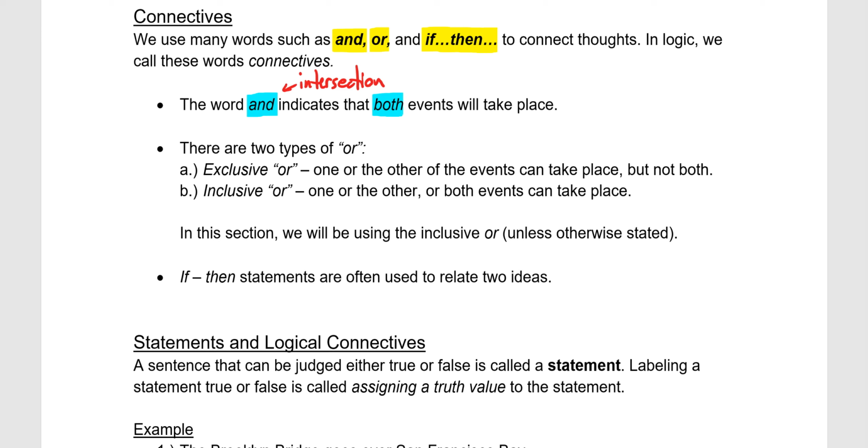And next, for the word or, there's actually two types of ors. There's the exclusive or and the inclusive or. The exclusive or is going to be one or the other of the events can take place, but both cannot take place. The inclusive or is going to be one or the other or both events can take place. So we're going to be using the inclusive or for this section. And if you remember, this was the word that told us it was the union of sets. Okay, and then lastly, we have the if-then statements. If-then statements are going to be used to relate two ideas.